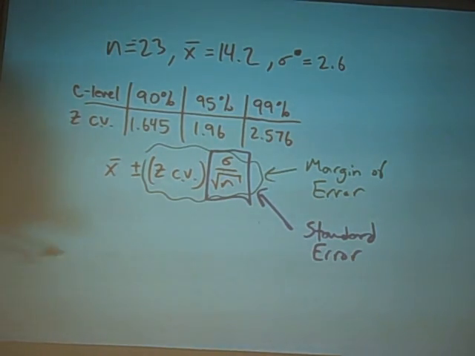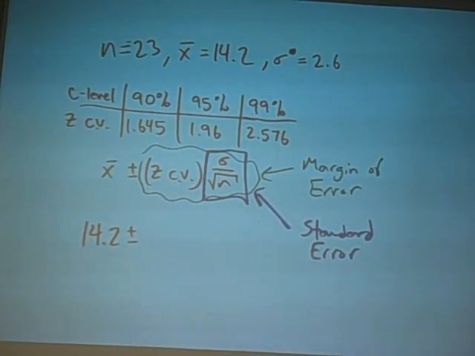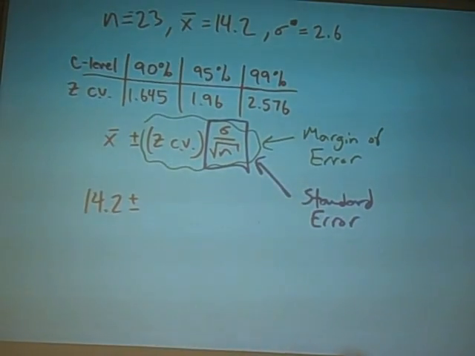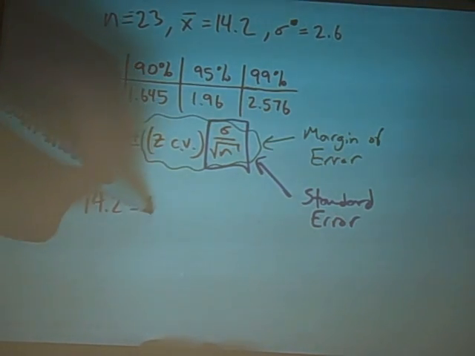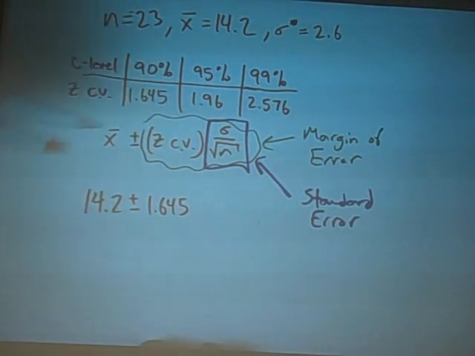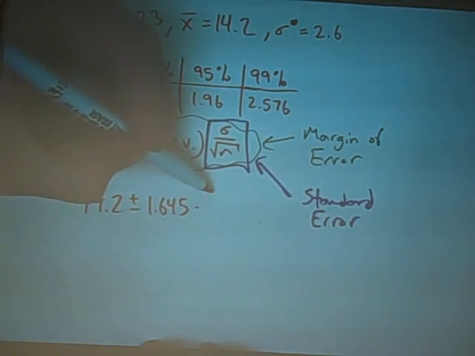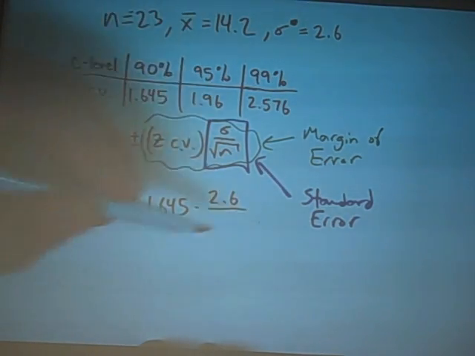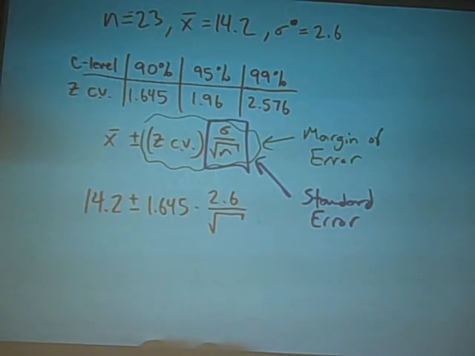So for our case, x bar is 14.2, plus or minus, what Z critical value should I use here? We're doing 99%, or did I say 90? 90. I said 90, okay. So 90%, so we'll use 1.645. Sigma, we know that to be 2.6. And then we're going to divide by the square root of n, and n is 23.